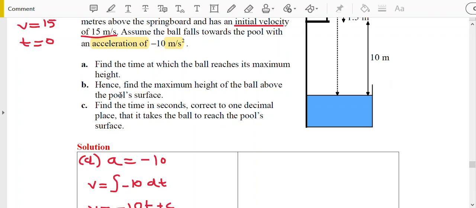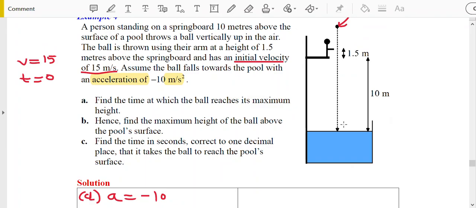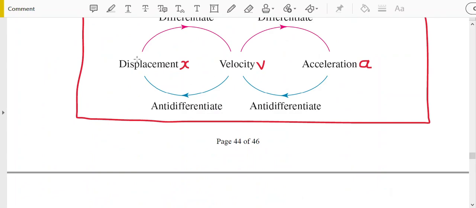Part B. Hence, find the maximum height of the ball above the pool surface. So what's the highest the ball reaches above the pool surface? We need to think about this problem and say, out of the 3 functions we've got, displacement, velocity, and acceleration, which one would allow us to find a height? Definitely not acceleration, not velocity. That just tells you how quick something's moving.